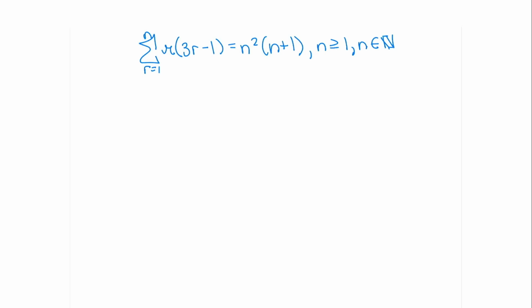Let's work through another proof by induction example. Here we have the sum of r times the quantity 3r minus 1 equals n squared times the quantity n plus 1, where n is greater than or equal to 1 and n is in the natural number set.